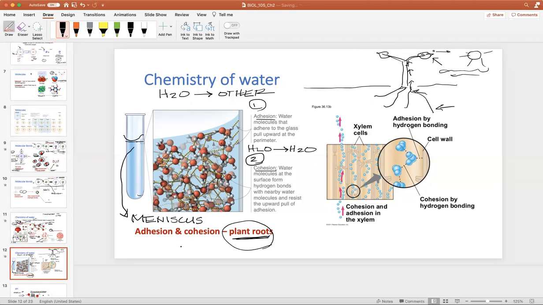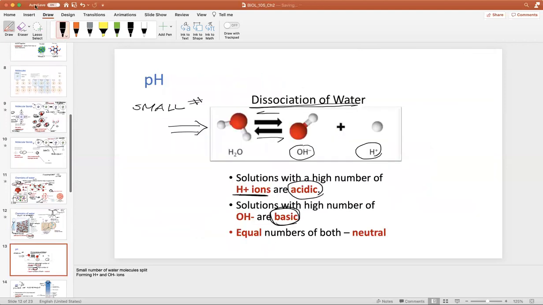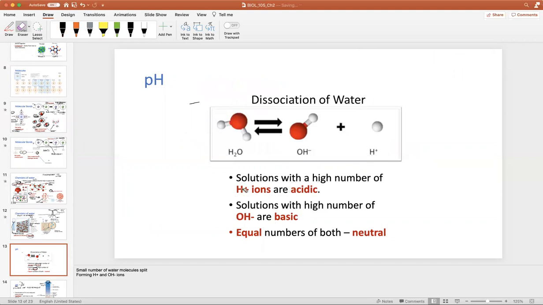All right? Let's talk some more about the chemistry of water. Let's talk a little bit about water as it's just hanging out, some pure water right now. In a solution of pure water, a very small number of the water molecules will dissociate into two different ions, a hydroxide ion, or OH negative, and a hydrogen ion, which is an H positive.